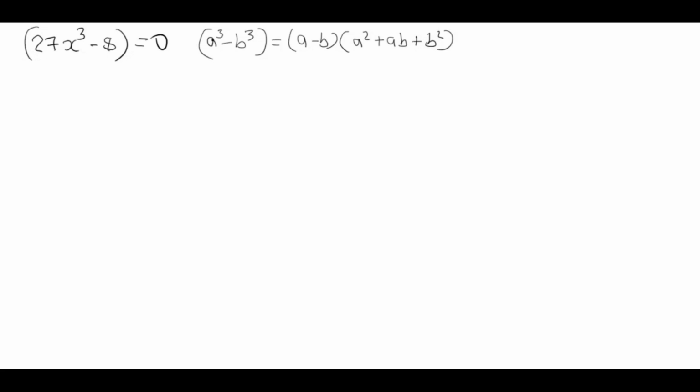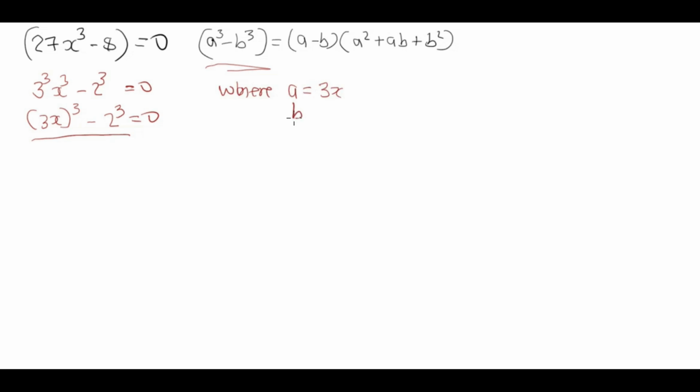Okay, so in our equation we can write 27 as 3 cubed, x cubed, minus 8, which can be written as 2 cubed, is equal to 0, because 3 cubed is 27 and 2 cubed is 8. So we can also write it as (3x) cubed minus 2 cubed equals 0. This equation is the same as this, where a is equal to 3x and b is equal to 2.